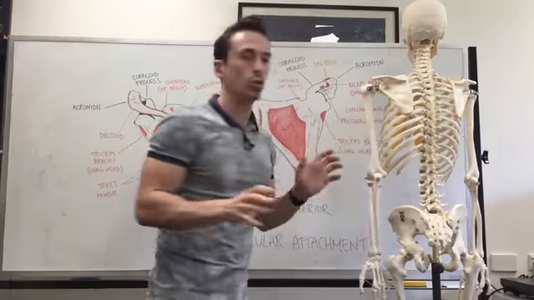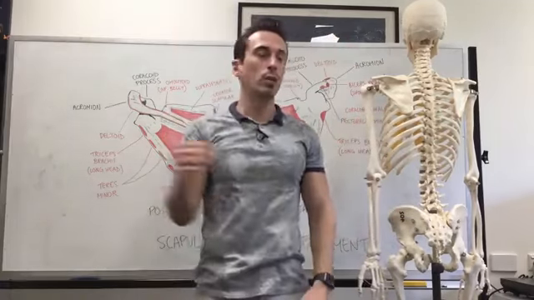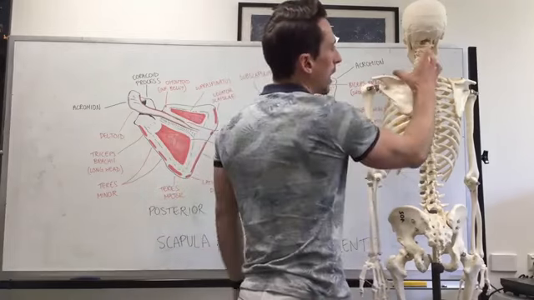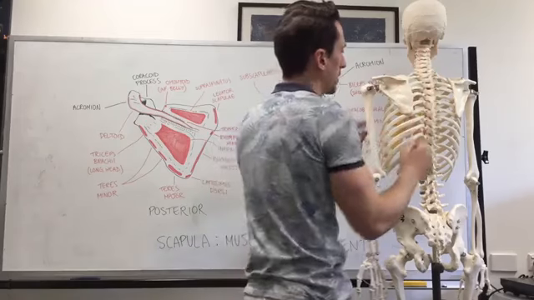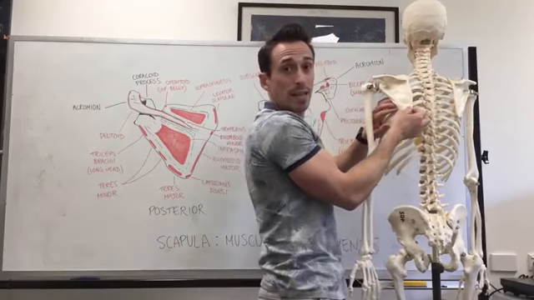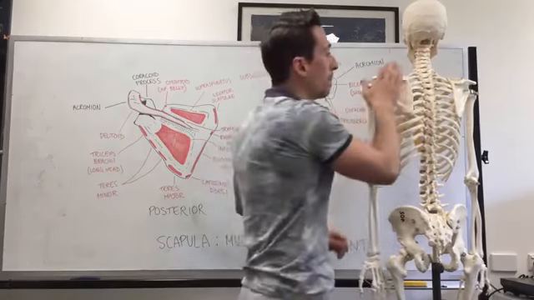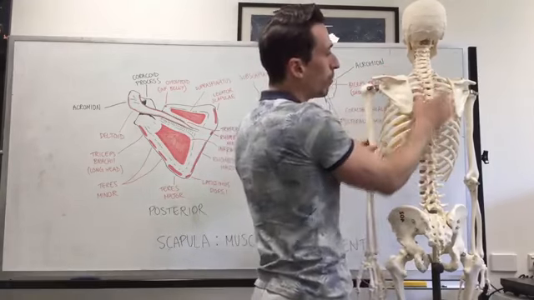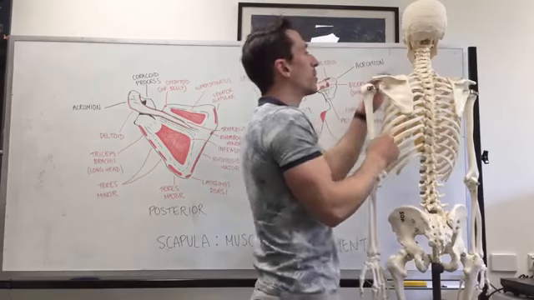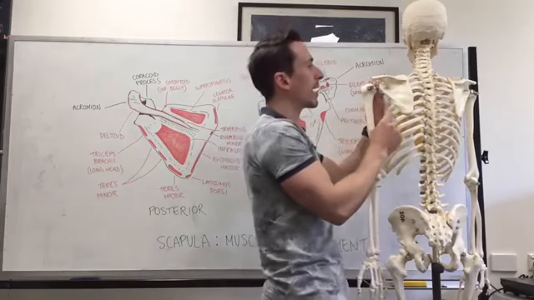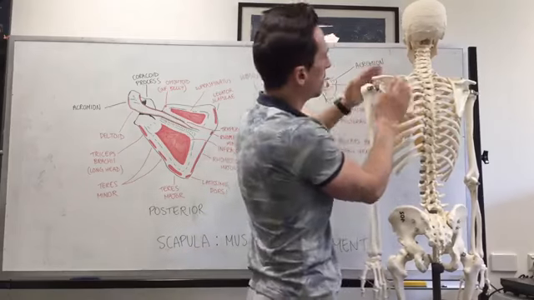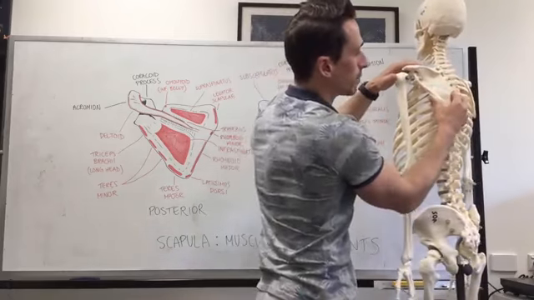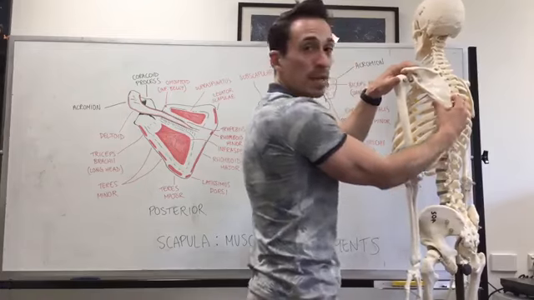Now, when it comes to lateral rotation, what's going to play a role here is the upper fibers of the trapezius and also the serratus anterior. And when it comes to medial rotation, what's going to play an important role is the rhomboids predominantly, but also the pectoralis minor. When that contracts, it's going to be pulling this part downwards, which brings this part of the scapula medially.